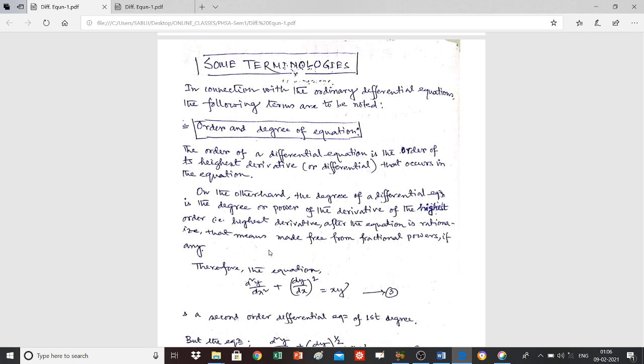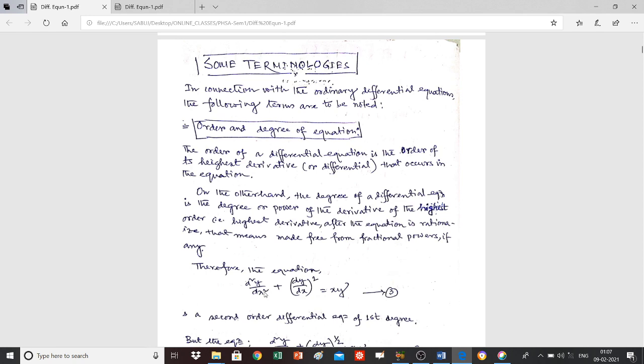That is, if you are given a differential equation, first you have to observe the highest derivative involved in this differential equation, and then you have to find out the order of that derivative. So simply, the order of the differential equation is defined as the order of the highest derivative, that is, the highest derivative involved in that differential equation.